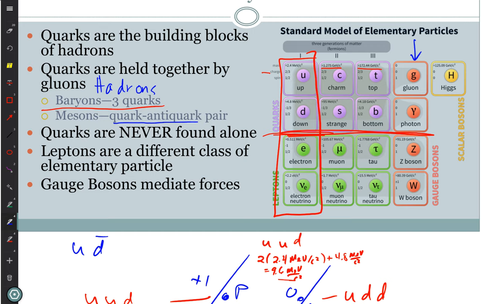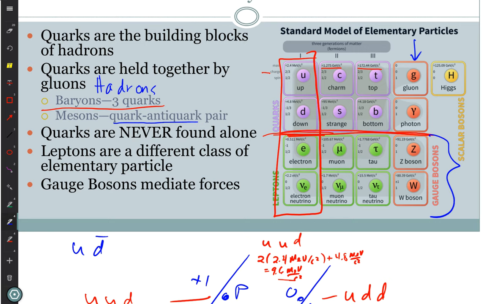Now, finally, we have the Higgs boson. It's a scalar boson instead of a gauge boson. The Higgs boson is the one that explains why these two lower gauge bosons, the ones that mediate the weak force, have mass to them. So it's really complicated. I couldn't tell you how it works because I don't understand it. But the Higgs boson is a scalar boson.